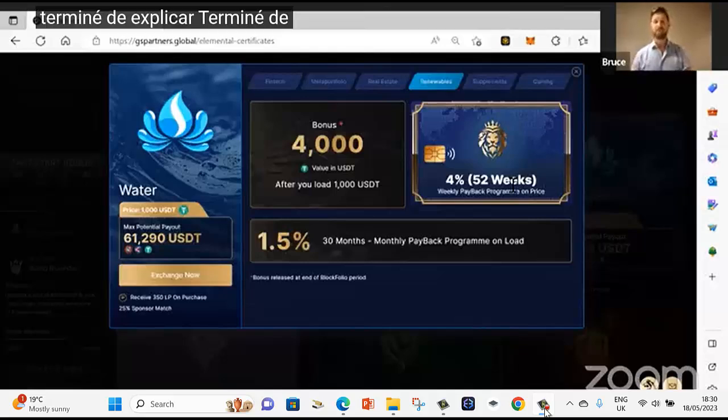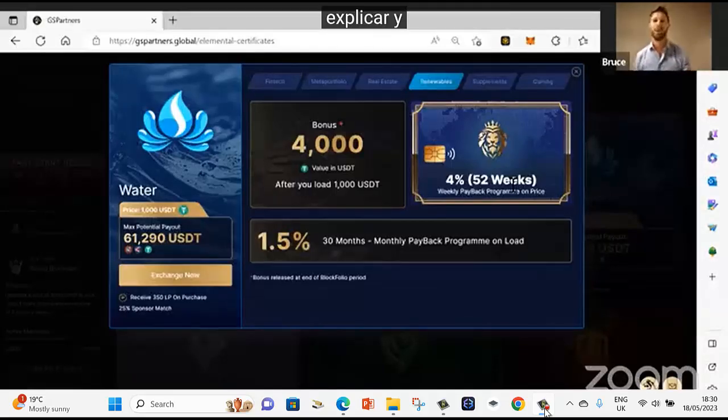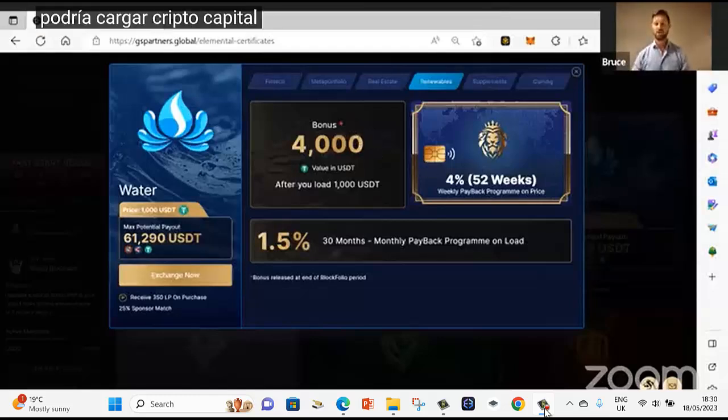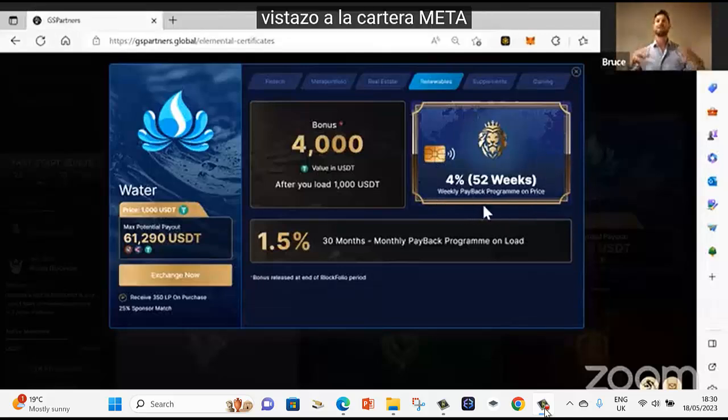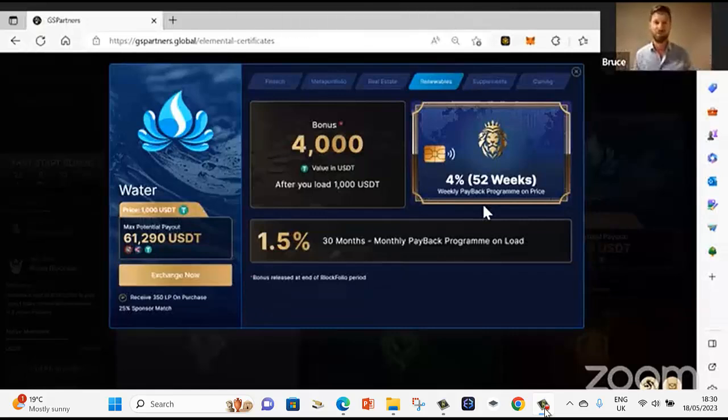Type yes if you're starting to understand that there's always two parts to a certificate. There's the information in black that is related to the load, and there's the information over here on the right that is in relation to the price. There's a theme through these different blockfolios.